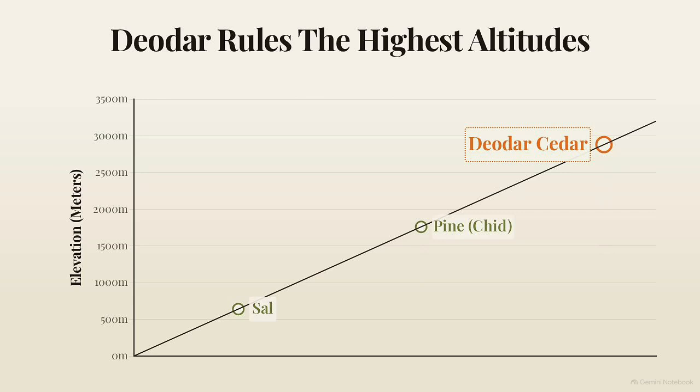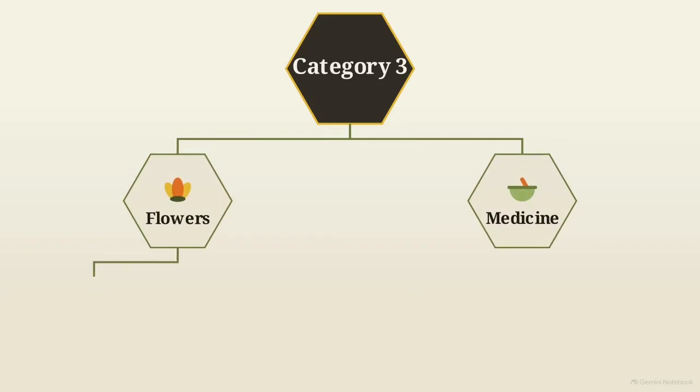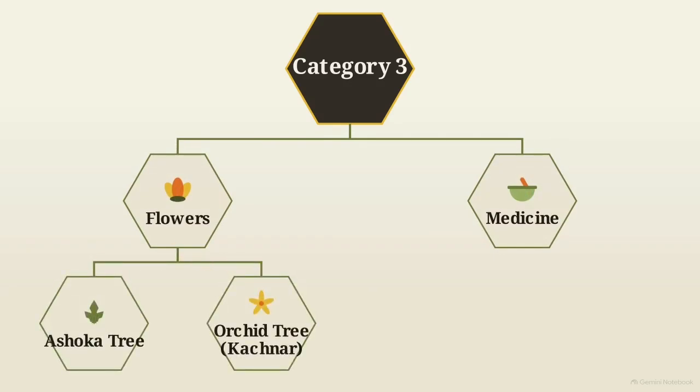We finish the learning phase with the most terminologically complex category, flowers and medicine. This starts with the ashoka tree and the orchid tree, locally known as kachnar. Let's go through the names. Amaltas is the golden shower tree. The gulmohar is the flame tree. Then we have the kadamba, followed by the Indian gooseberry, amla, and the chebulic myrobalan, harad.